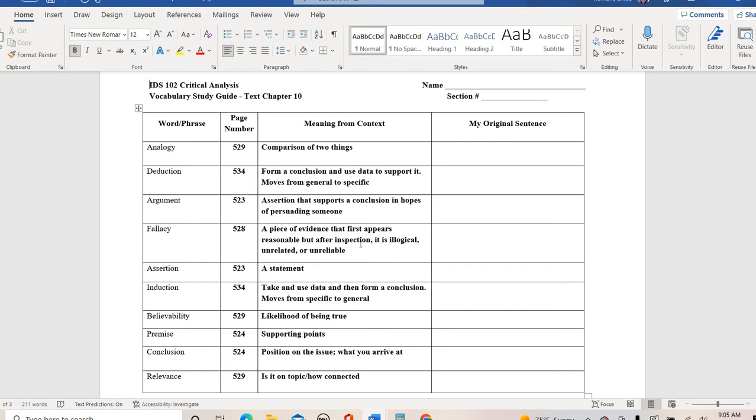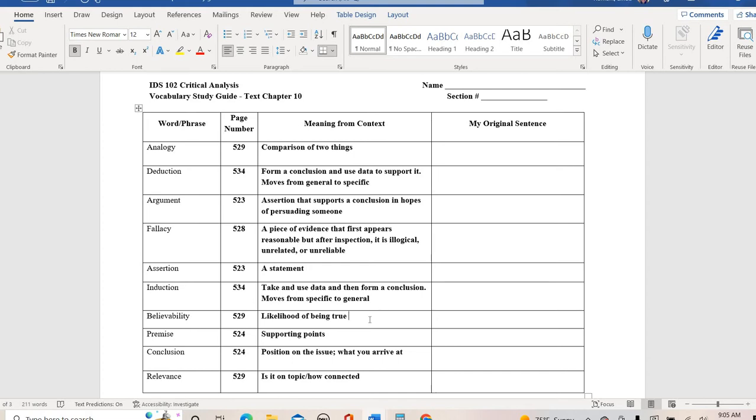An assertion is just a statement usually used when you're trying to get your argument across or get your point of view across. Induction then is the opposite of deduction. Induction is when you have all of the data, all the specifics first, and then you form your conclusion. So it's like in a main idea, when the main idea is at the very end of the paragraph, has all the details, and then you summarize with your main idea.